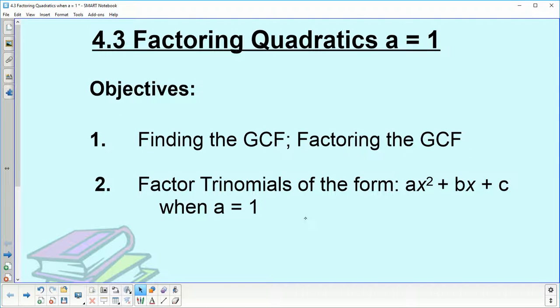Alright, Common Core Algebra 2, we are going to move on in Chapter 4. 4.3 is our next section. It's going to be about what is called factoring quadratics. And in this point, it is very important when a equals 1.